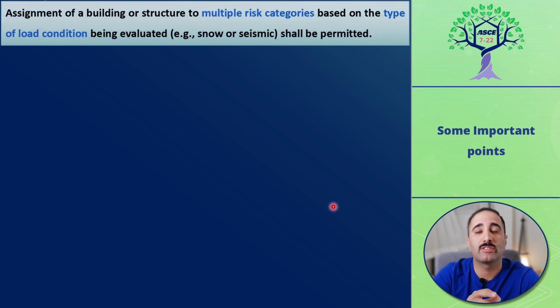Thirdly, assignment of a building or a structure to multiple risk categories based on the type of load condition being evaluated, for example, snow or seismic, shall be permitted. For instance, there are circumstances when a building or other structure should appropriately be designed for wind loads associated with risk categories greater than 2, but would be penalized unnecessarily if designed for seismic loads at the same risk category. An example would be a designated post-hurricane recovery shelter in a low seismic area. The building would be classified in risk category 4 for wind design and in risk category 2 for seismic design.